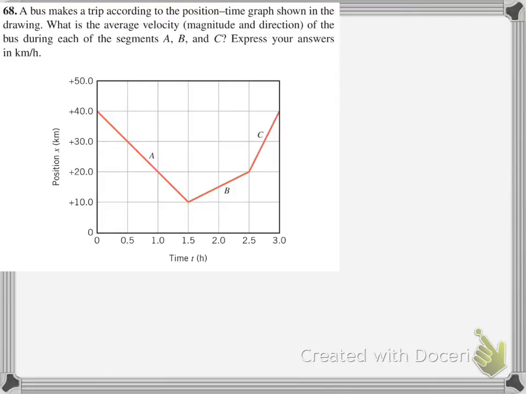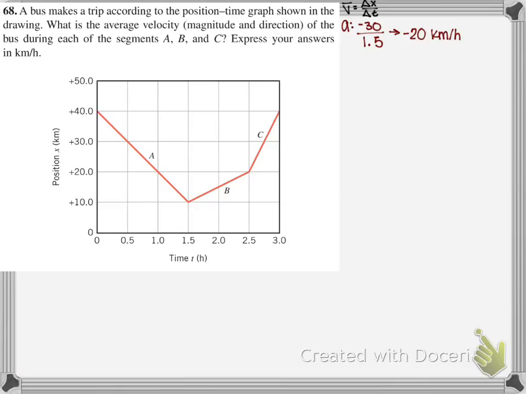Now, for the last question, it says a bus makes a trip according to the position time graph shown in the drawing. What is the average velocity, magnitude and direction, during each of the segments A, B, and C? The direction is going to be based on the positive and negative signs that you give before your number, and the magnitude is the number itself. So you're going to use velocity equals the change in displacement over the change in time.